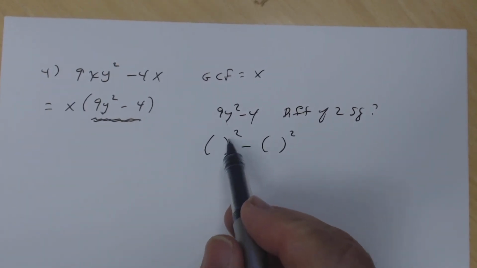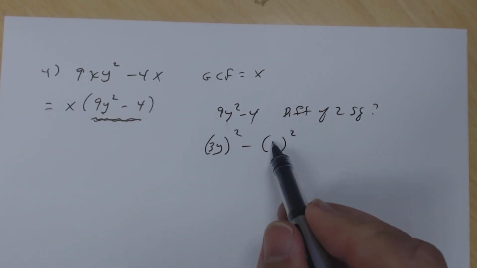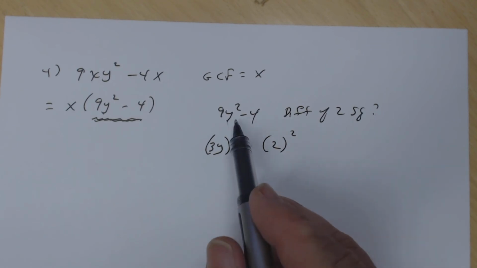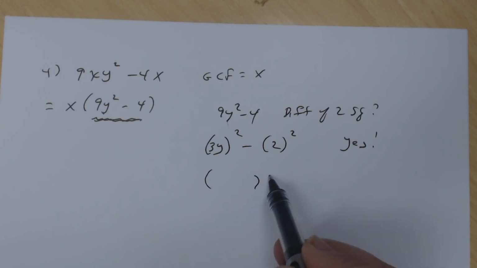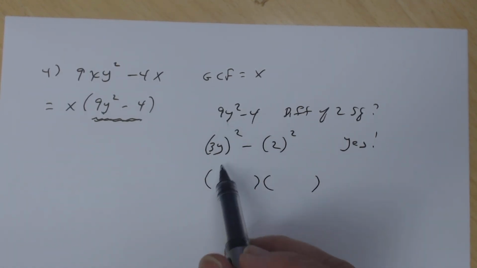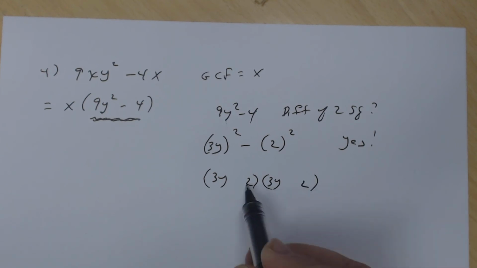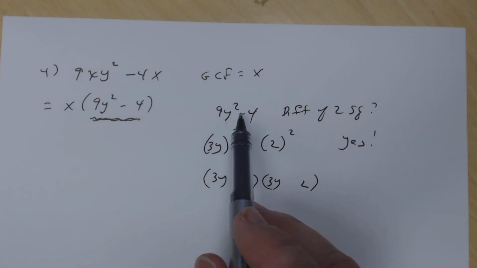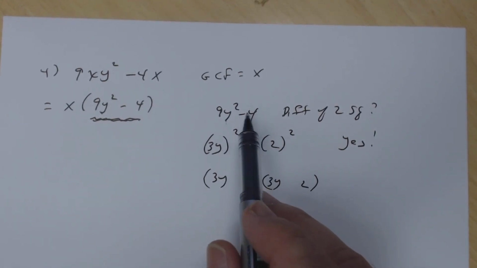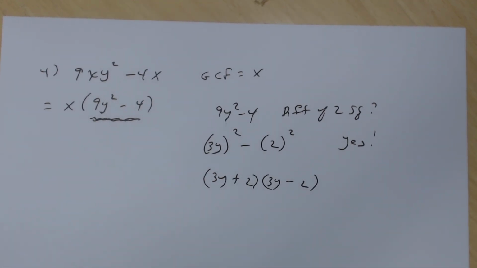So what times itself twice is 9y squared? Well, the answer is 3y. What times itself twice is 4? Well, the answer is 2. So this is the difference of two squares. So yes, it is. So all you do is factor 9y squared minus 4 as 3y times 3y, because 3y times 3y is 9y squared, and then 2 times 2, because 2 times 2 is 4. But remember though, I'm missing the middle term. The middle term is 0, and the last term is negative, so in order to get a negative, one has to be positive and the other has to be negative.